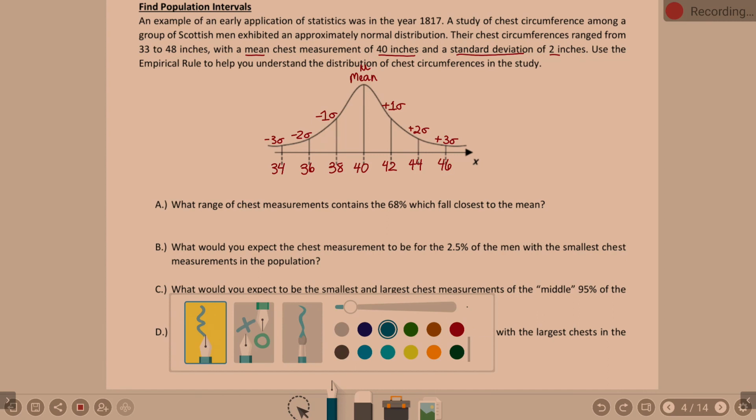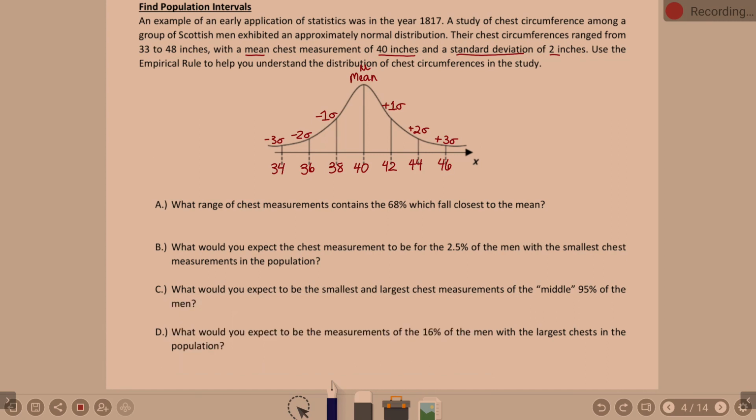See if you have any thoughts here. Question A says, what range of chest measurements contains the 68% which fall closest to the mean? Okay. I'm hearing some 38 to 42s. Now, we need explanations because I can guarantee I've got some people saying, whoa, whoa, how, why, what? Why 38 to 42?